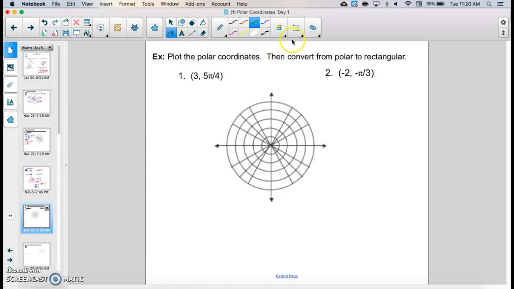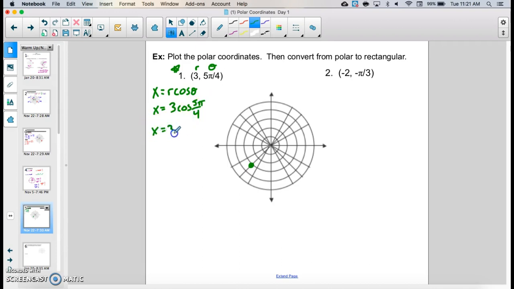So it wants us to plot the coordinates, then convert it from polar to rectangular form. So let's start with number 1. So for number 1, I'm going to go to 3, so 1, 2, 3, and then 5 pi over 4. So 1 pi over 4, 2, 3, 4, 5. So 5 pi over 4 is here. And it's wondering what my rectangular coordinates are for that. So rectangular coordinates, I know that x equals r cosine theta. And fancily enough, they've given us the r and the theta, so I can plug them in. So x is going to equal 3 cosine 5 pi over 4.